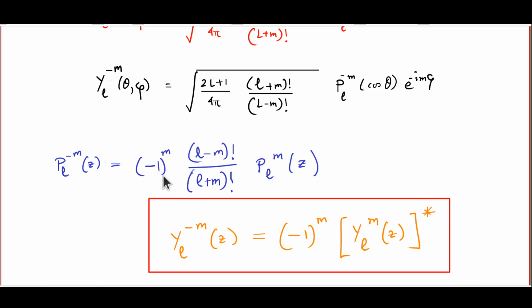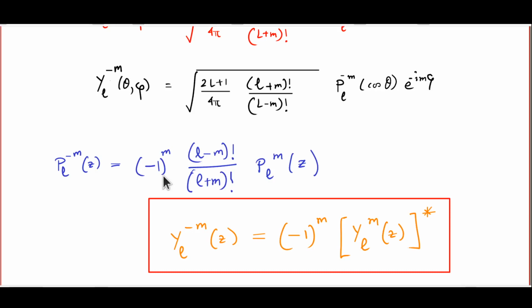So in other words, if you want to change the sign of m to minus m in a spherical harmonic, all you have to do is take a complex conjugate and then multiply it by a minus 1 if m happens to be odd. If m is even, then just conjugation will do.